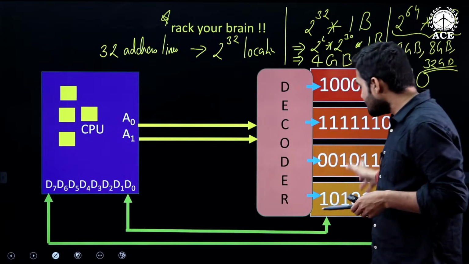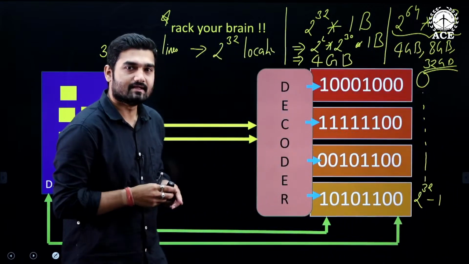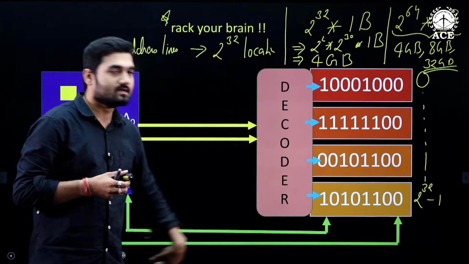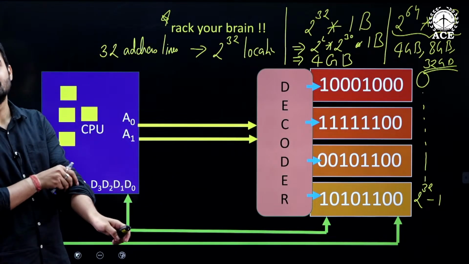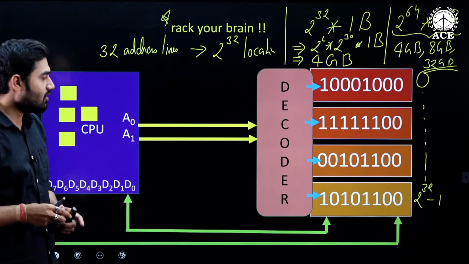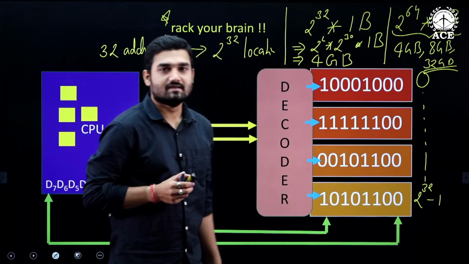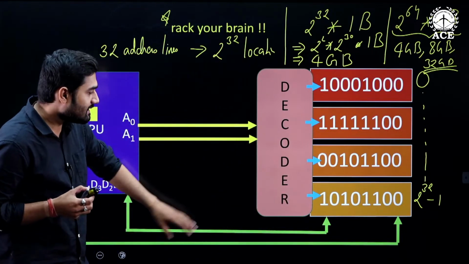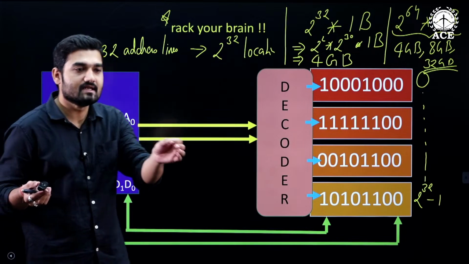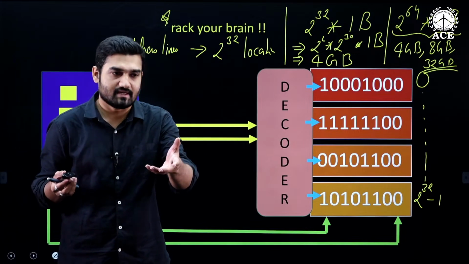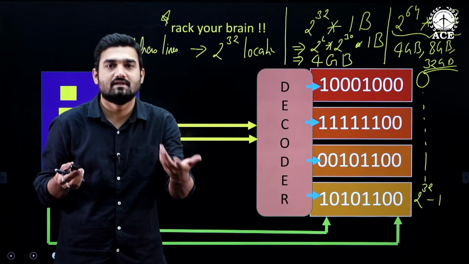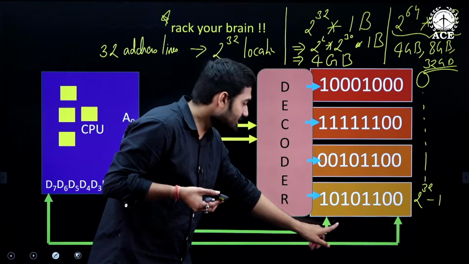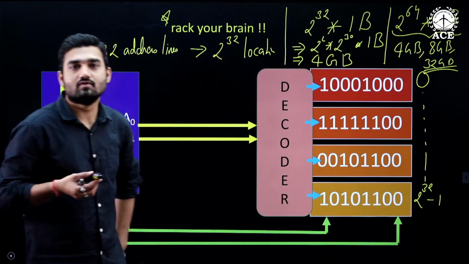That's all. But the data line is bidirectional. Data may come from the CPU, and data may come from the memory also. That's why it's bidirectional. Now, how many bits can you see? 8 bit. How many lines should I lay over here? 8 lines, because every line is responsible for 1 bit. If I take 8 lines, that means 8 bits can go at a time.